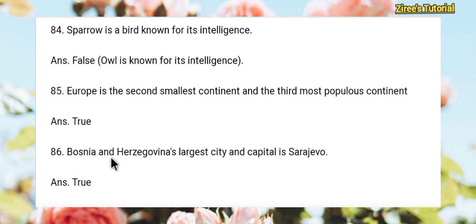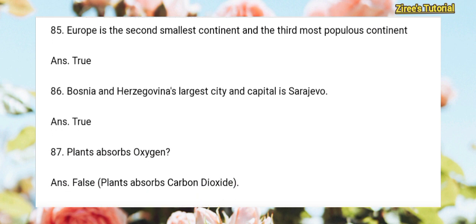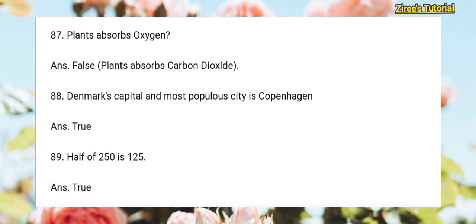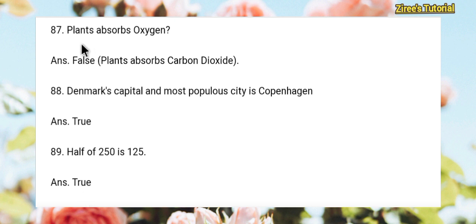Bosnia and Herzegovina's largest city and capital is Sarajevo. Answer is true. Next question. Plants absorb oxygen. Answer false, because plants absorb only carbon dioxide. Next question. Denmark's capital and most populous city is Copenhagen. Answer is true. Half of 250 is 125. True.